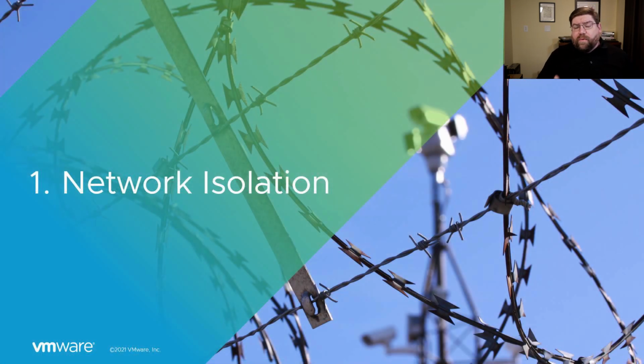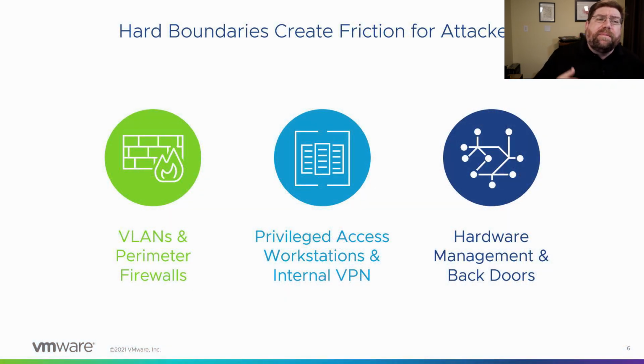Number 1 step, network isolation. Becoming a really important thing, especially with ransomware, creating hard boundaries around things. And I know we talk about making the boundaries more flexible for users and working at home. Yeah, our infrastructure management interfaces still need some of that. And I think we need to do better about it.